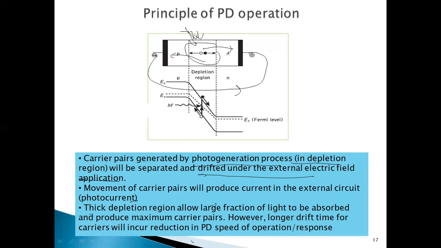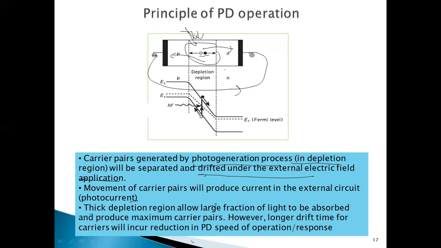But the thing to be remembered here is that if we have a thick depletion region, it will take a longer drift time for the carriers. It means that with a thick depletion region, it will take longer for the electrons and holes to move to the opposite terminal. So this longer drift time will incur a reduction in the speed or response of the photodiode. This is one of the things that need to be remembered.